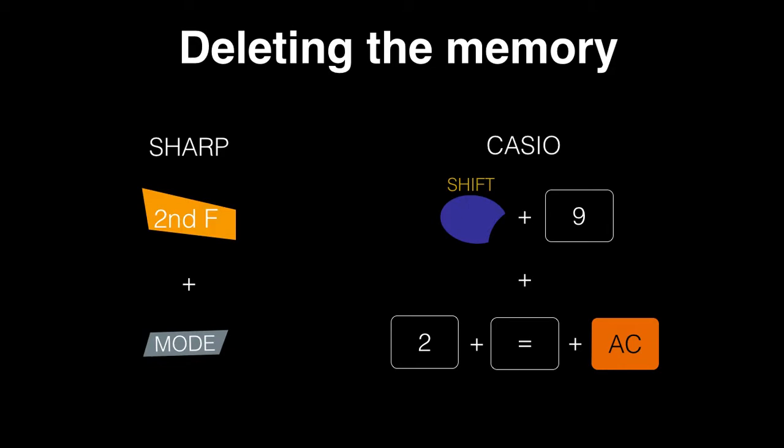Deleting the memory in the Sharp, you've got the second F plus mode. In the Casio, it looks like it's more complicated, but it's only because the Casio gives you more options. And pressing Shift 9 opens up those options to delete different parts of the memory. And you can just follow through the prompts, but otherwise it's just 2 equals AC.